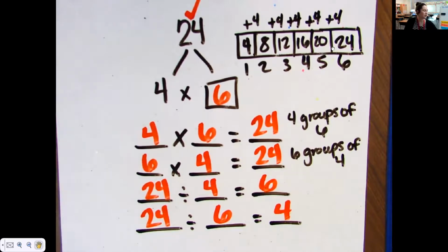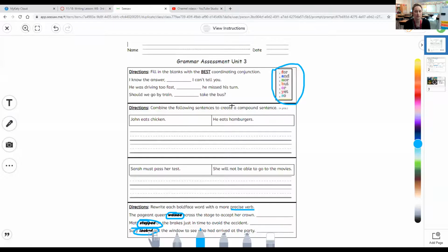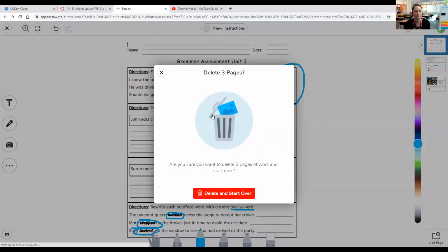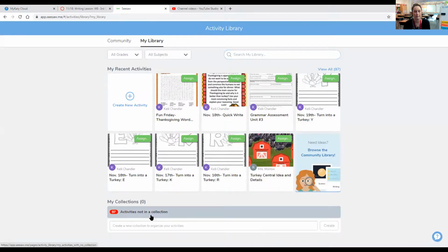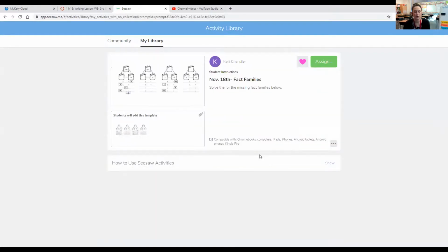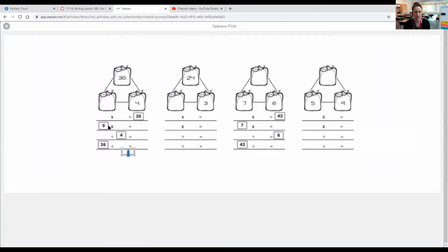So for your independent activity, you're going to be doing something very similar to this. Actually, very similar to what you did yesterday on Seesaw. So it's fact families again. There's some of them that are filled in and some that you're going to have to do yourself, okay? And so these actually have the missing number at the top. So you're going to have to do 7 times 6, and then you're going to have to do 5 times 9 to figure out what these missing numbers are.